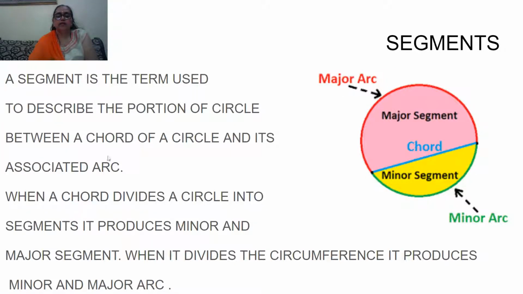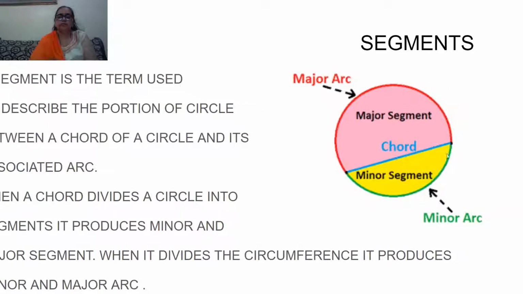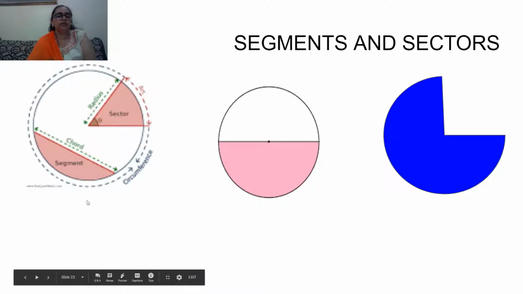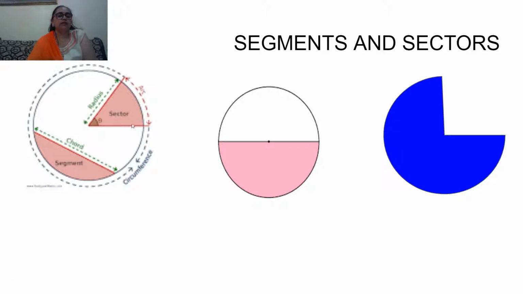Now let's see that when a chord is drawn, it divides the circular region into two parts, which are called the major segment and the minor segment. And it divides the circumference into two parts, that is a major arc and a minor arc. Here we can see sectors and segments. This is the minor segment and the remaining part is the major segment.